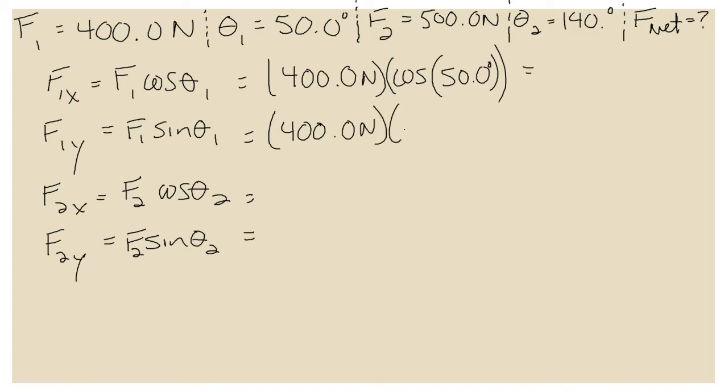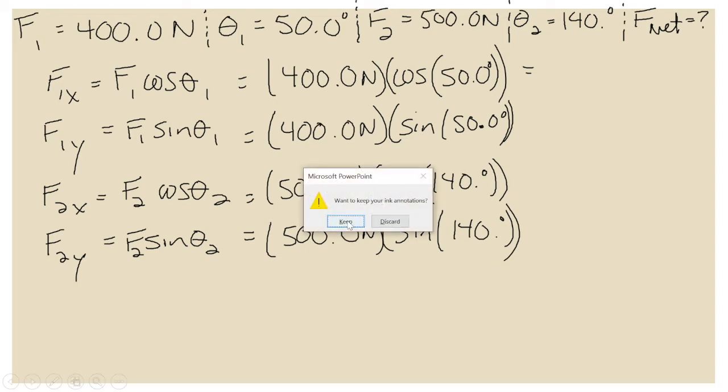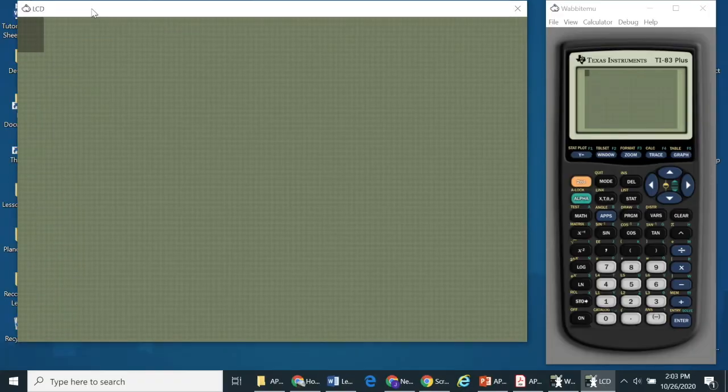400.0 newtons times the sine of 50.0 degrees. And then moving on, I have F2 cosine theta 2, so that would be 500 newtons times the cosine of 140 degrees. And then I have 500 newtons F2 times sine theta 2, which is going to be times the sine of 140 degrees. Okay. And so then you go to your calculator, and then you're just going to type these things in quickly.